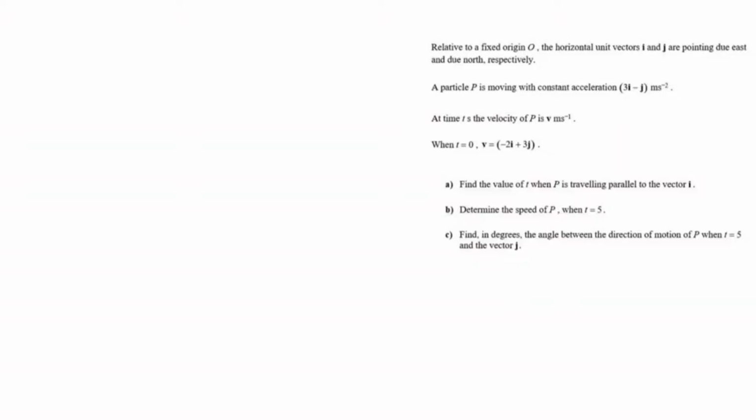So part A asks us to find the value of t when p is travelling parallel to the vector i. With the information we have so far, let's go ahead and collect some SUVAT variables. We don't know the displacement at the moment, but we do know the initial velocity, that's negative 2, 3. The acceleration is 3, negative 1, and we don't know much else.